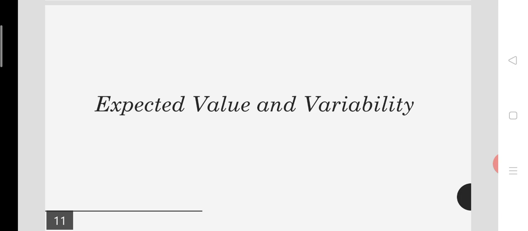They also need two other matters, namely expected outcome or expected value, and variability. So today we are going to talk about expected value and variability, how these two are measured, and how these could help the consumers and investors in making their choice under the condition of risk.